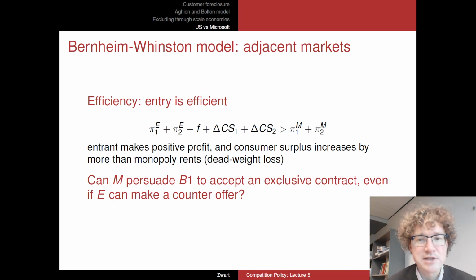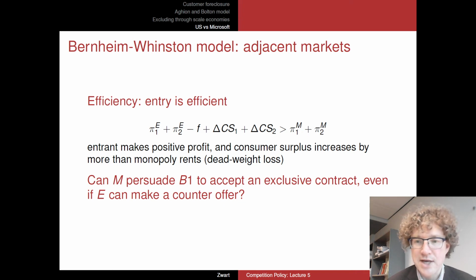So the entrant then will make lots of profits, and consumers will also enjoy this additional surplus, which is going to be bigger than the rents of this monopolist. So now the question again is, of course, can M still persuade this buyer today, B1, to accept such an exclusive contract? So a contract which says you shall only buy from me, and you shall not do business with this entrant. So if, of course, the monopolist would succeed in doing this, well, then it's going to foreclose access, and the entrant has no business coming into this market because it can never gain back its entry cost F.